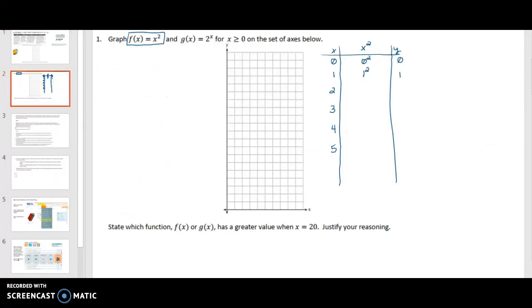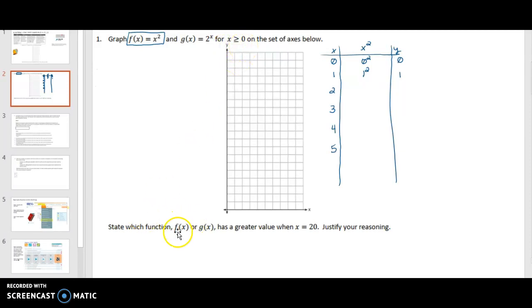It says graph f of x equals x squared and g of x equals 2 to the x power for x is greater than or equal to 0. All this part means is that we're only talking in quadrant 1. So you're only going to pick x values that are greater than or equal to 0.